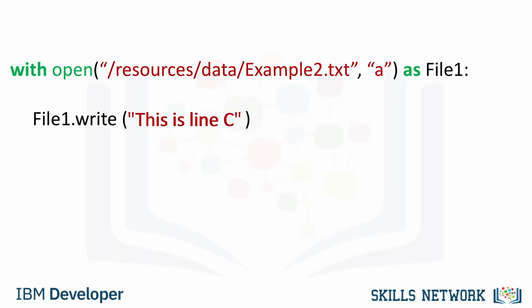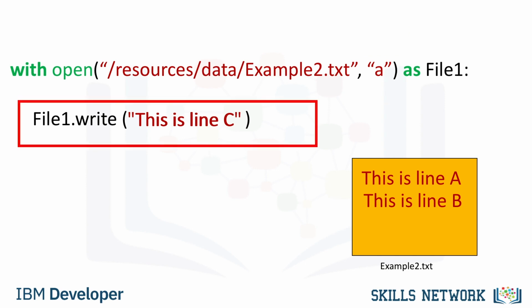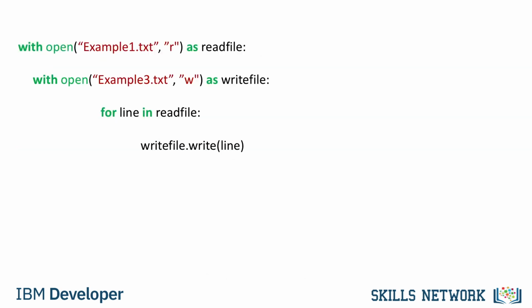We can set the mode to appended using a lowercase a. This will not create a new file, but just use the existing file. If we call the method write, it will just write to the existing file, then add, "This is line C," then close the file.